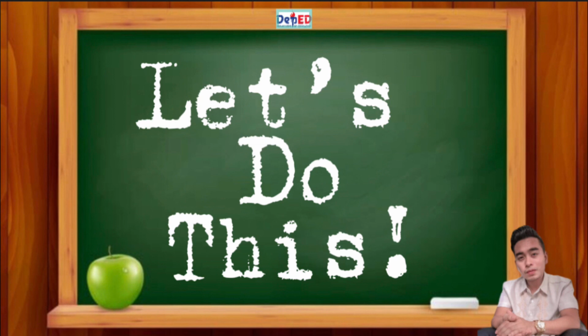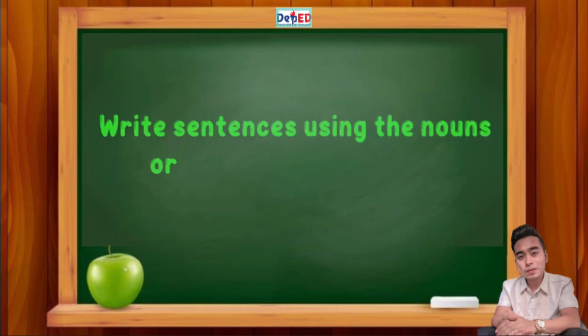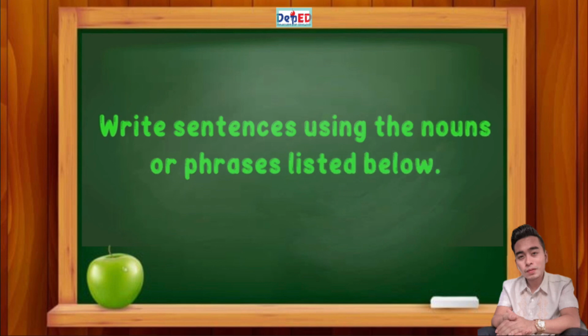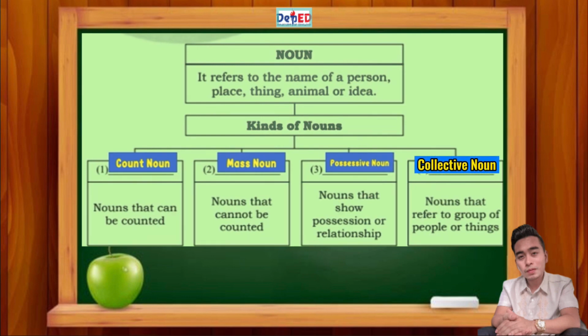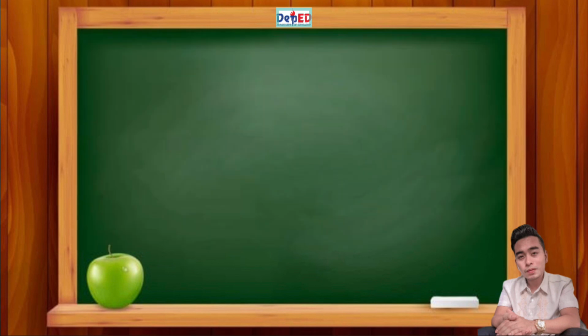Let's do this. Write sentences using the nouns or phrases listed below. Number 1. Nouns that can be counted. Count noun. Number 2. Nouns that cannot be counted. Mass noun. 3. Nouns that show possession or relationship. Possessive noun. And the last one, nouns that refer to a group of people or things. Collective nouns. Goodbye kids, take care.